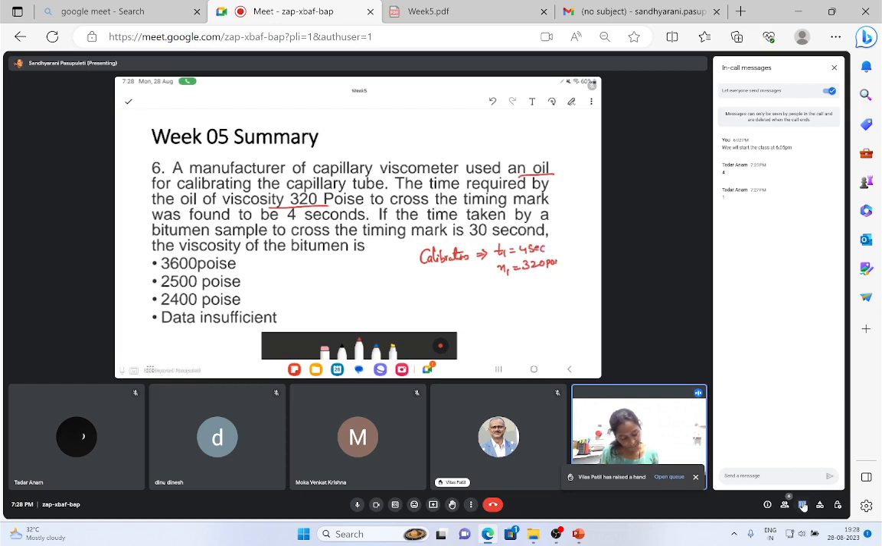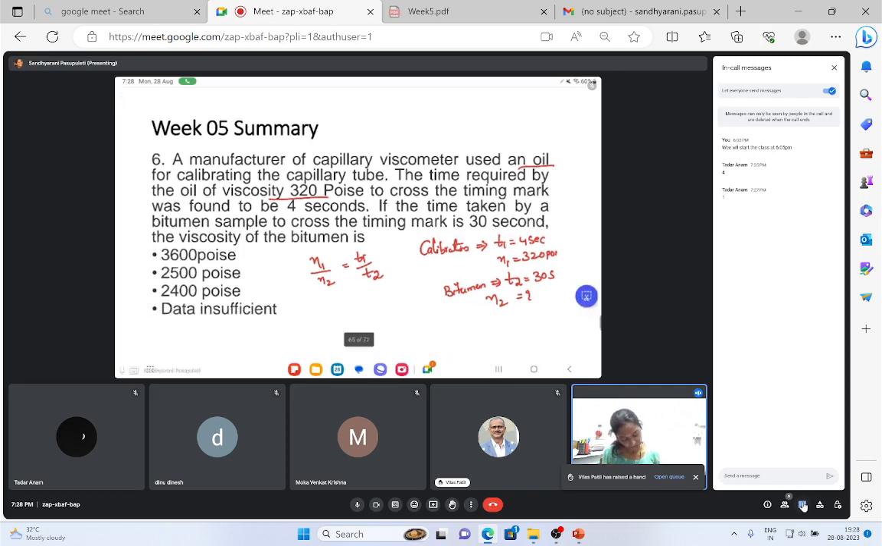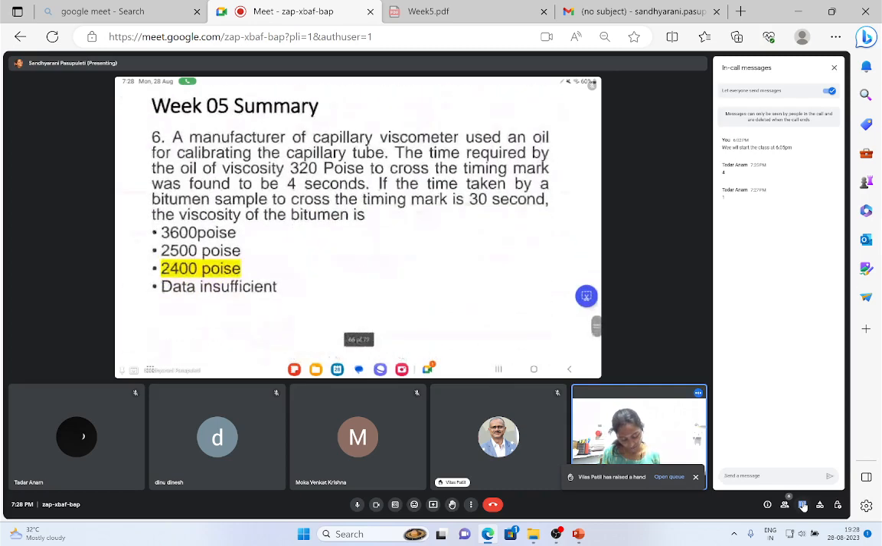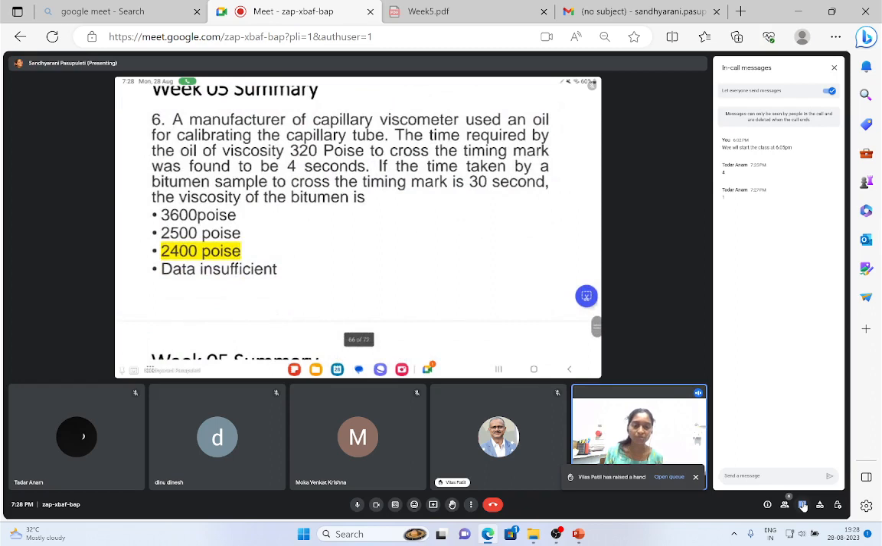If the time taken by bitumen, let us say now you have bitumen, the time taken is T2, which is nothing but 30 seconds. So what is the viscosity they are asking? We know eta 1 by eta 2 equal to T1 by T2. So by substituting, it is just a calculation. You will get the answer as 2400 poise.